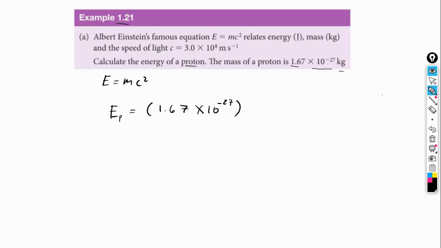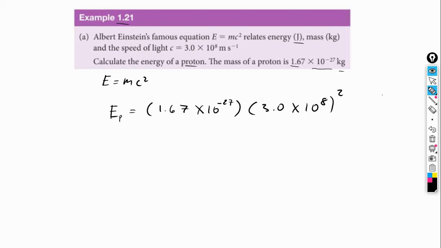Then we have to multiply this by c squared, and c is a fixed number. The speed of light in a vacuum is 3.0 times 10 to the 8 meters per second. We won't write the units until the end for the answer. The units for the energy are joules, so the answer will be in joules. Okay, so how do we, oh, this squared, I forgot, this squared. So how do we do this?